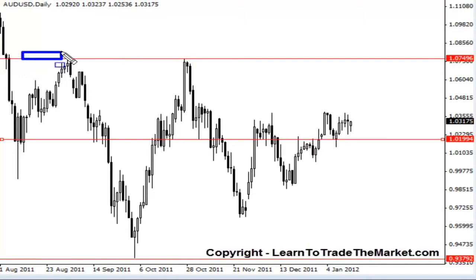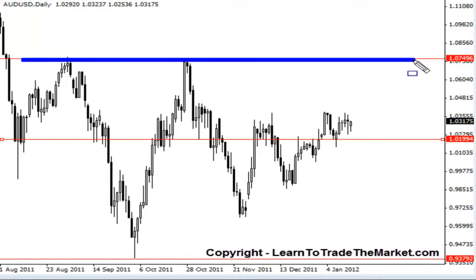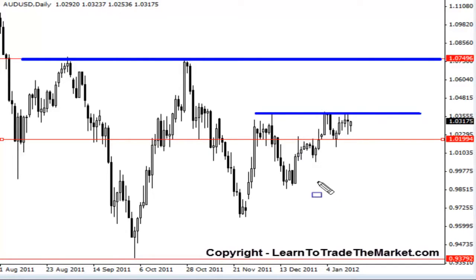When I look at the daily chart, I zoom out for the last few months and draw some levels that are really obvious. This one's obvious at 107.50. That's the resistance, the major resistance. There's another level here at 103.80. That's the short-term resistance. You can see the market's obviously struggling there.